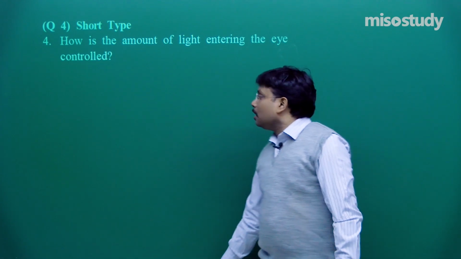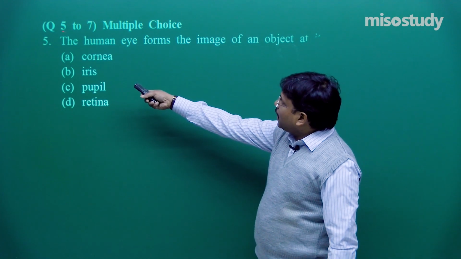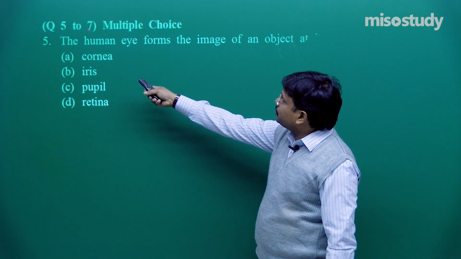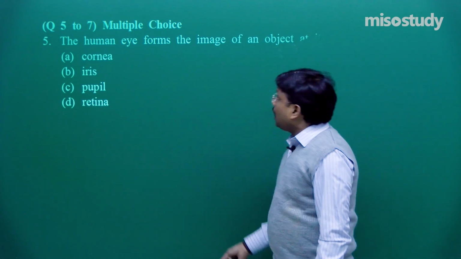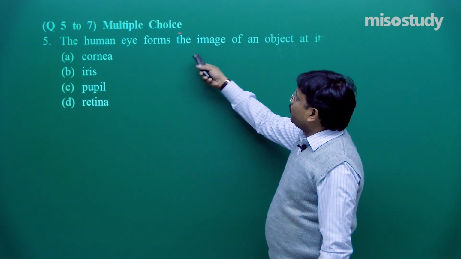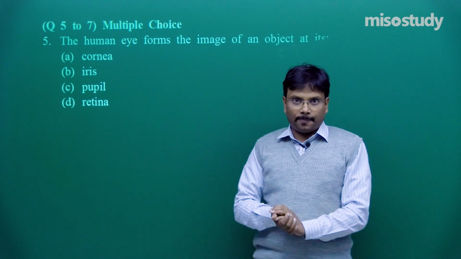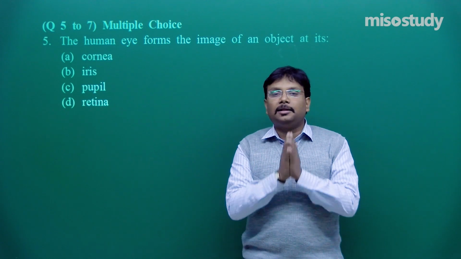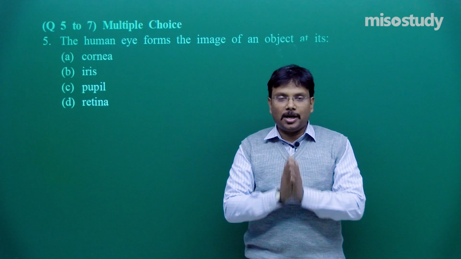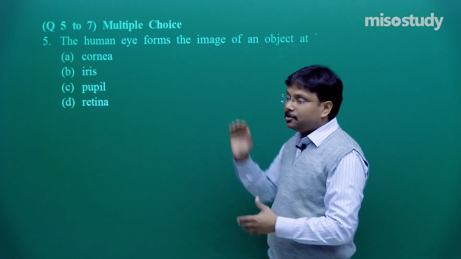Fine. Now, come on to question number 5, then question number 6, then question number 7. So, these 3 questions are multiple choice type questions. Here you need not write down anything. Read the question, think about the question, and then on the basis of your knowledge and understanding provide the answer. Fine. So, let us read this question.